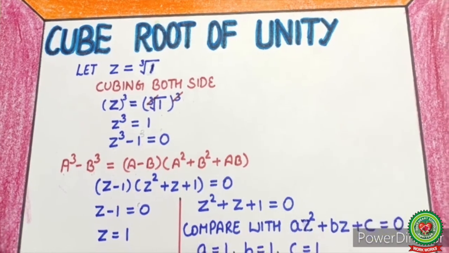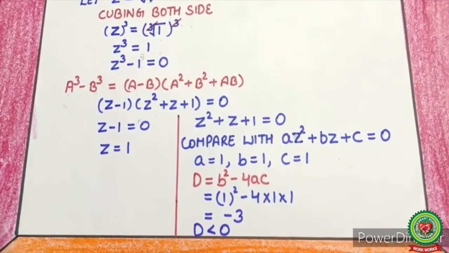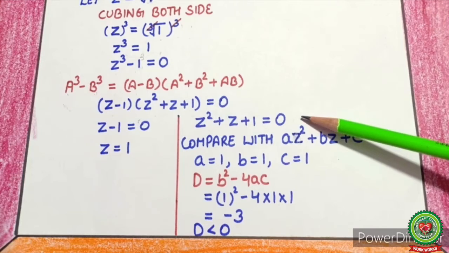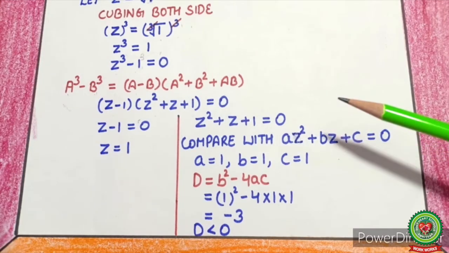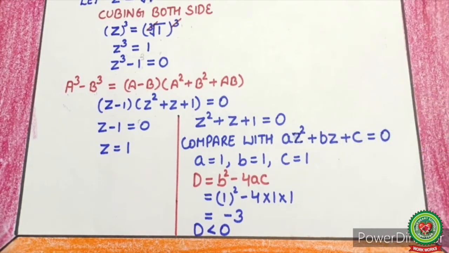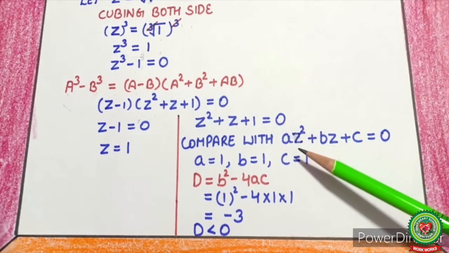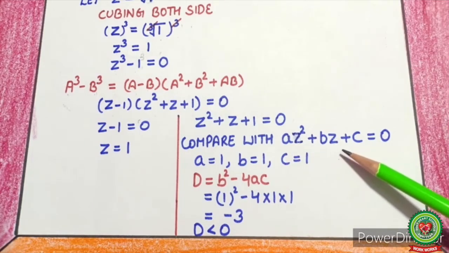So from here, first of all z minus 1 equals 0 and z square plus z plus 1 also equals 0. After shifting, the value of z is equal to 1, and this other one is in the form of a quadratic. So we are going to apply the discriminant formula. According to the formula, our first step is to compare this equation with the general form, that is az square plus bz plus c equals 0.